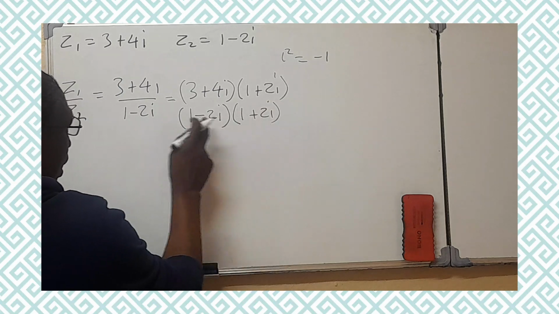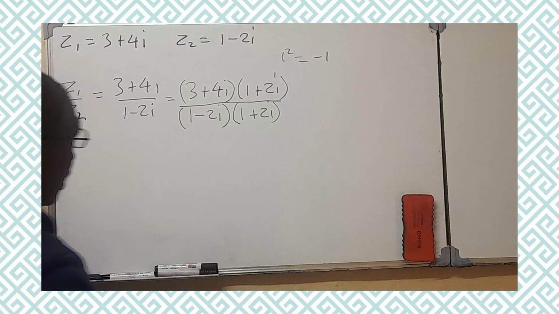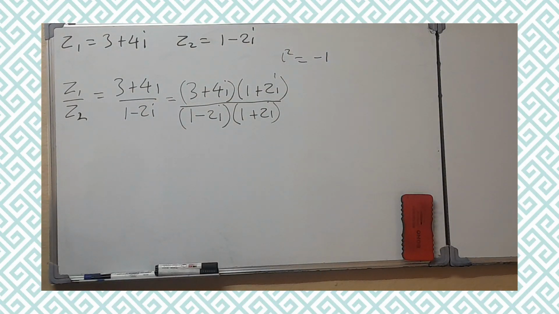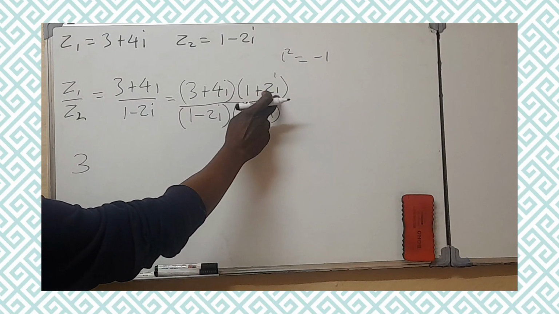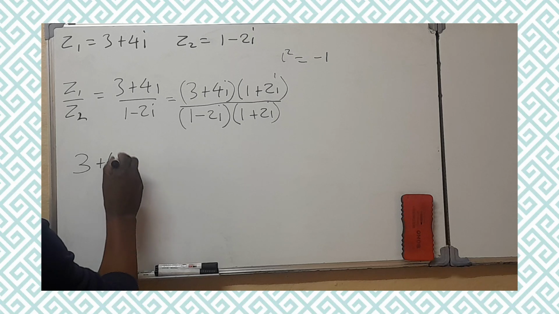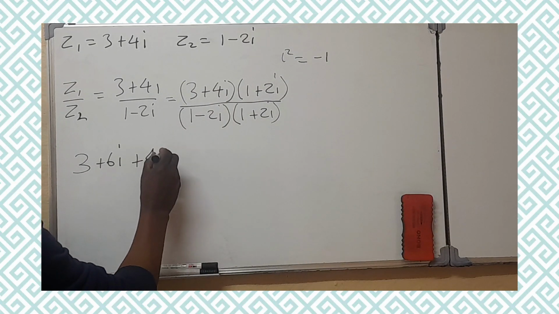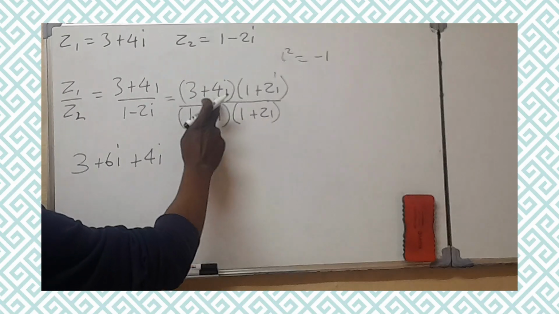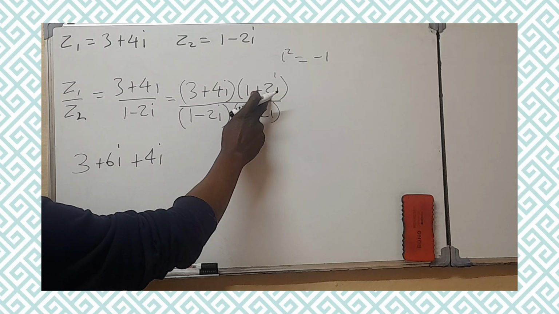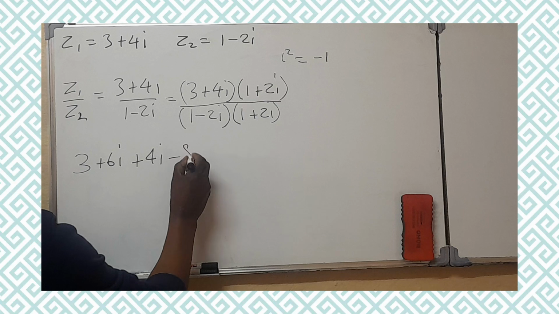You will see what happens when we get to the end of the process, which is very interesting. So let's deal with the top first of all. 3 times 1 is equal to 3. 3 times 2i is plus 6i. 4i times 1 is plus 4i. 4i times 2i, this is 4 times 2, which is 8. Then i times i is minus 1, so it becomes minus 8 here.